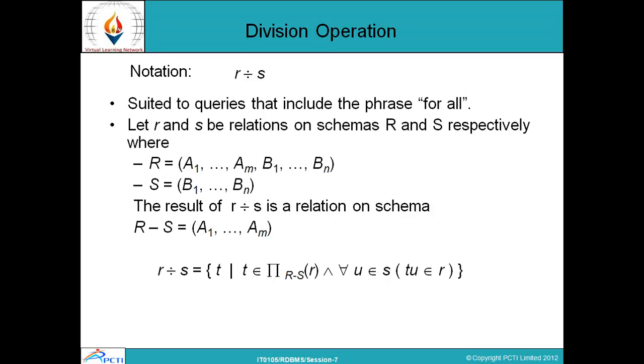This is in front of you, showing the queries suited to the "for all" form, where R and S are relations on the schemas R and S respectively, as shown here. R contains these columns and S contains these columns. So the result of R division S is a relation on schema R minus S, which we already applied like this here. So division is defined like this: a projection over the rows, and a select query are applied here, using this condition to extract the division operation.